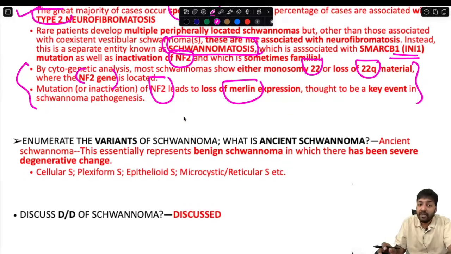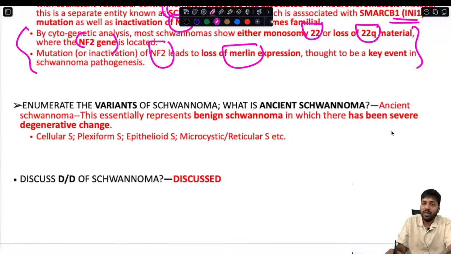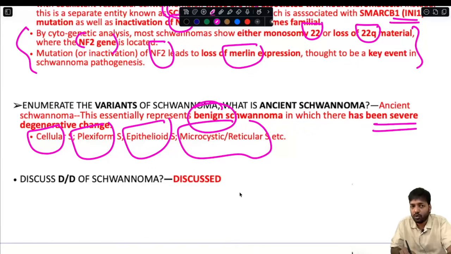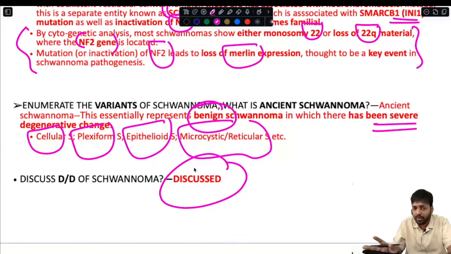Now enumerate the variants of schwannoma. What is ancient schwannoma? Ancient schwannoma essentially represents benign schwannoma in which there has been severe degenerative change that we have already discussed. The variants of schwannoma are cellular schwannoma, plexiform schwannoma, epithelioid variety schwannoma, and microcystic or reticular variety of schwannoma. Discuss the differential diagnosis of schwannoma, which we have already discussed, so we are not repeating again.